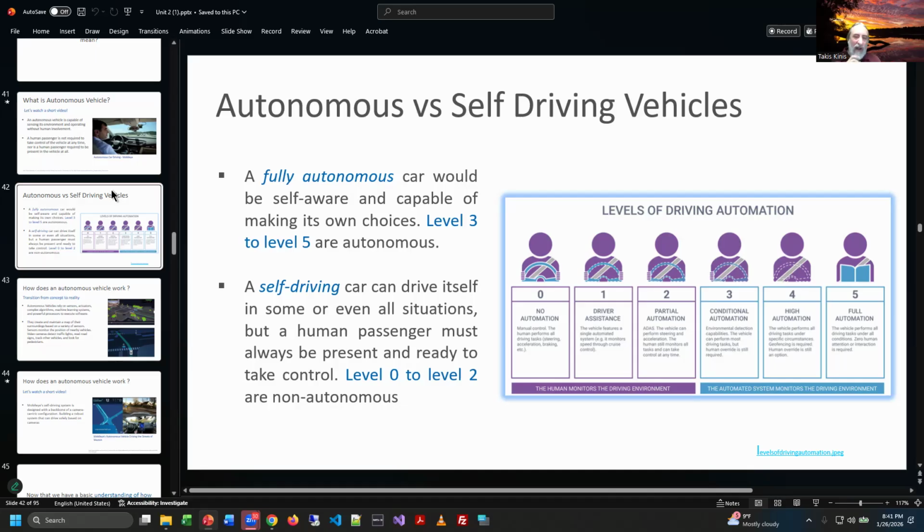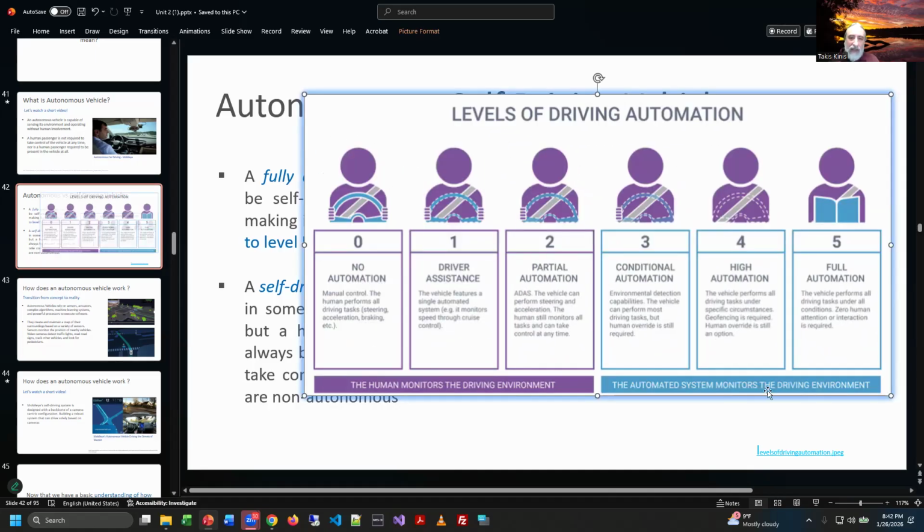But they talk about a fully autonomous car that would be self-aware, making its own choices. And I want you to notice here that there are these different levels, right? This is a self-driving car that can drive itself in some or even all situations, but a human passenger must always be present and ready to take control. And if you take this graphic here, I'm going to just enlarge it so we can read it a little bit better. But notice here that what we do now for most of us is just manual control. We get in the car, turn the key, and we drive, right? There's no automatic braking or any of that kind of stuff.